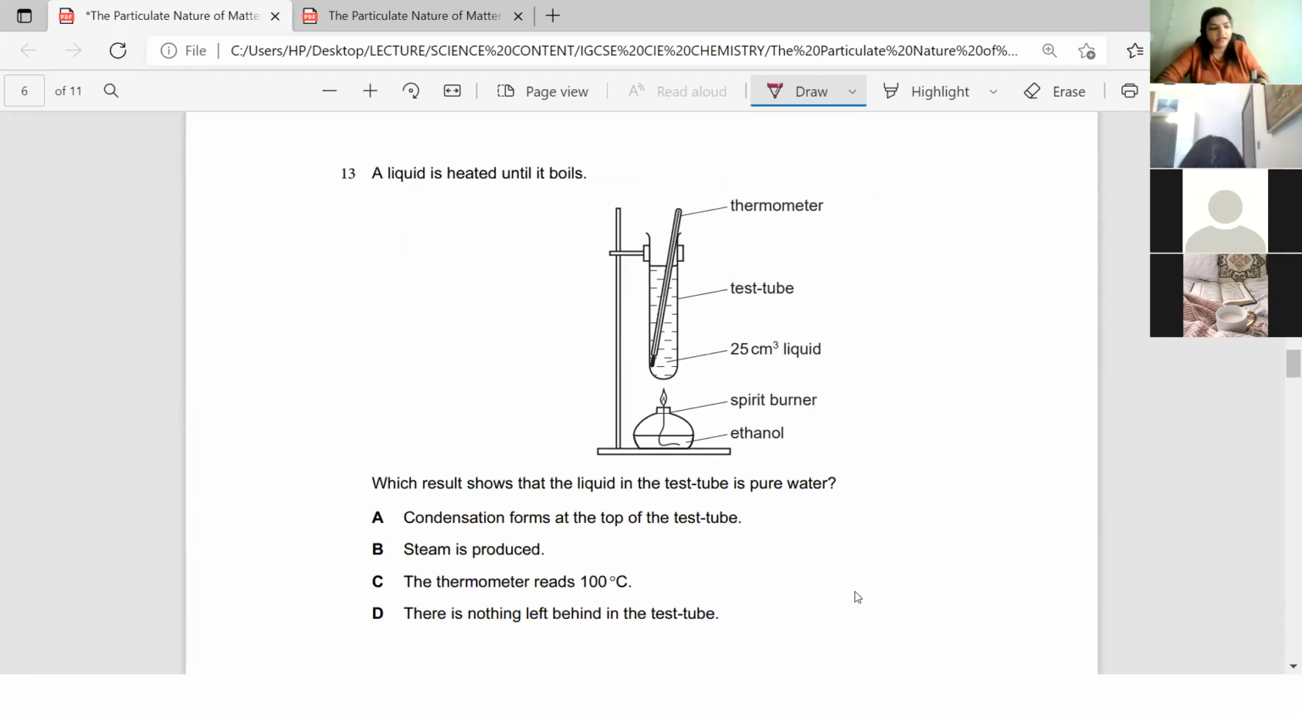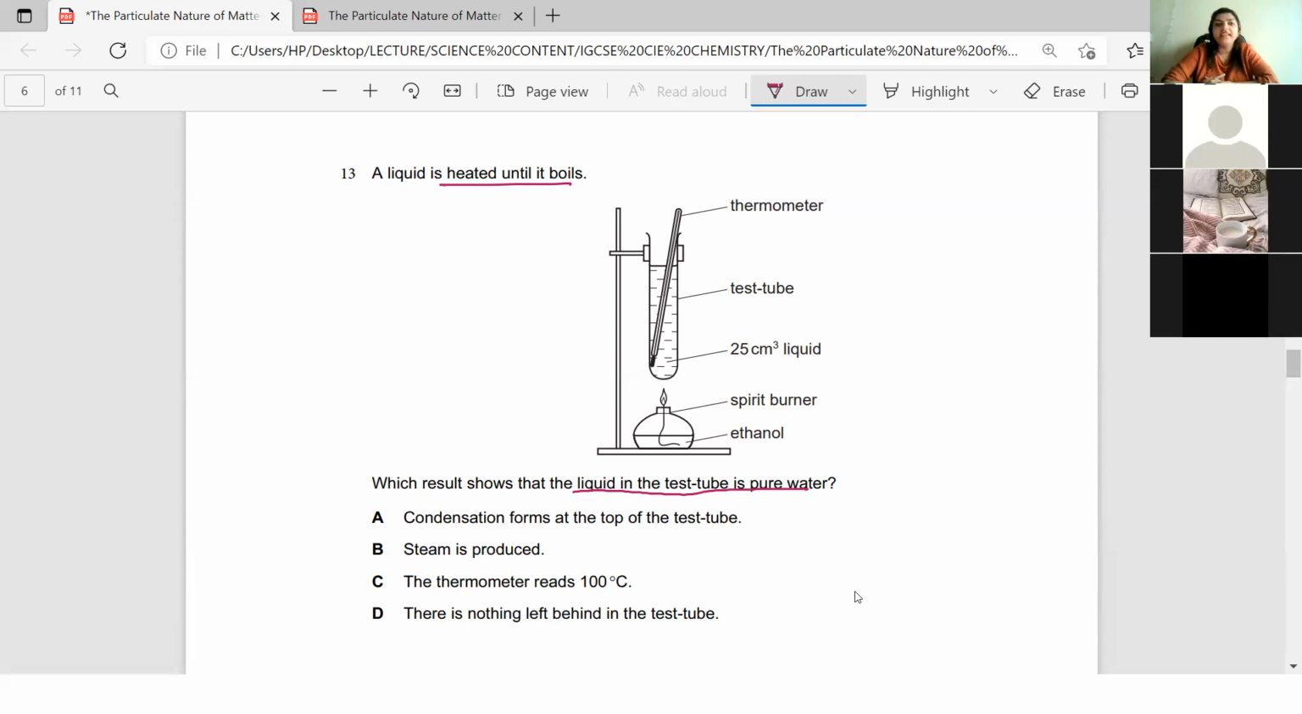A liquid is heated until it boils. Which result shows that the liquid in the test tube is pure water? The thermometer reads 100. Yes, that's absolutely correct. The thermometer reads 100 degrees Celsius. So remember, we had studied when do we say that the liquid or a substance is pure? Because they will have a specific boiling point and melting point.